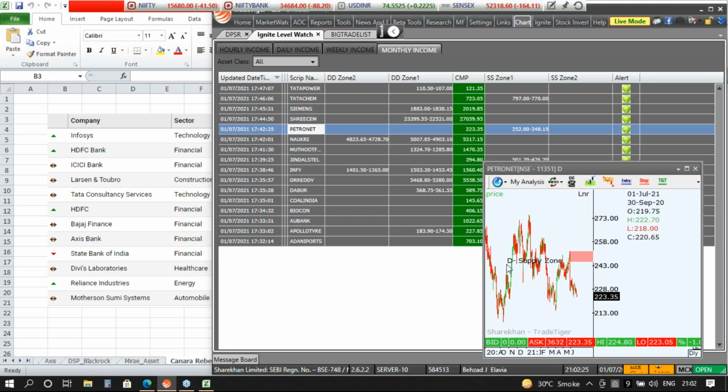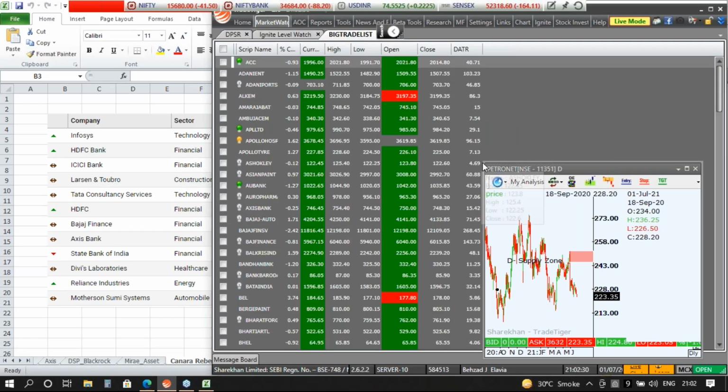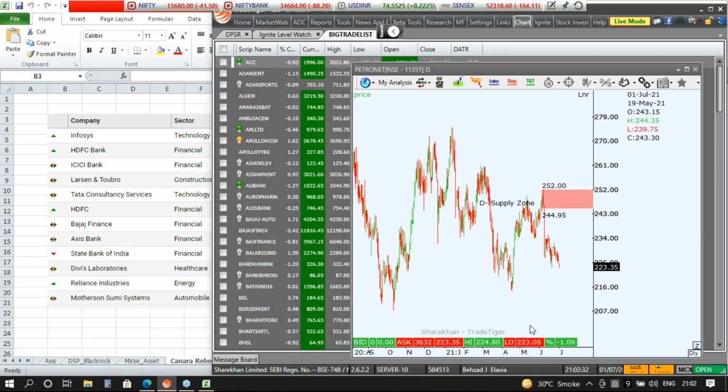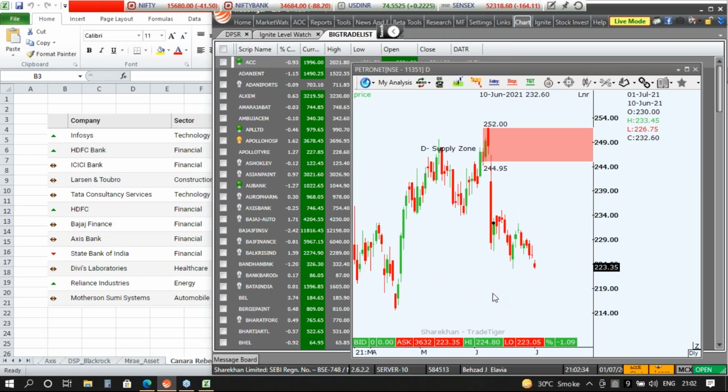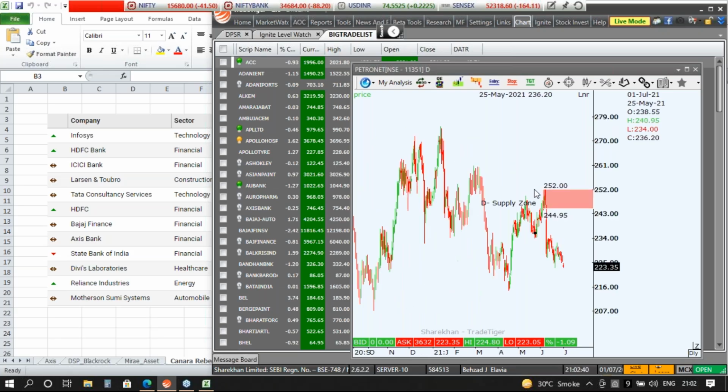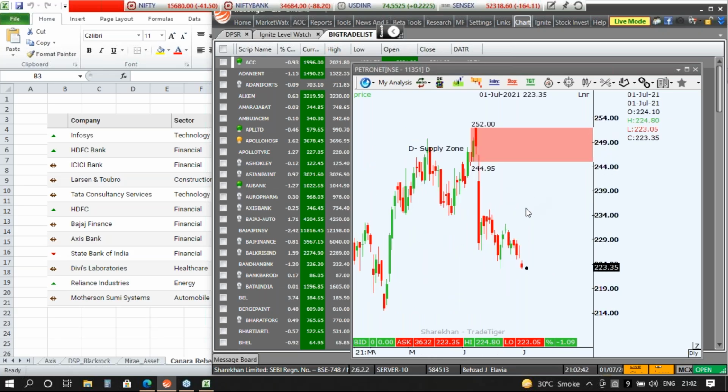So these are a couple of stocks from my side. You can go through the level watch and look out for big moves on the price charts. No need to buy the put, please. Don't do that, please. That would be very risky.